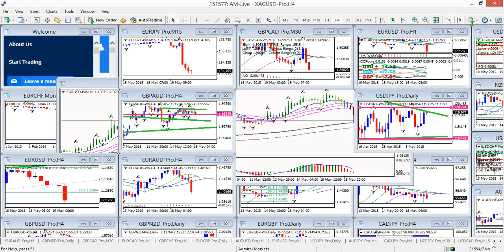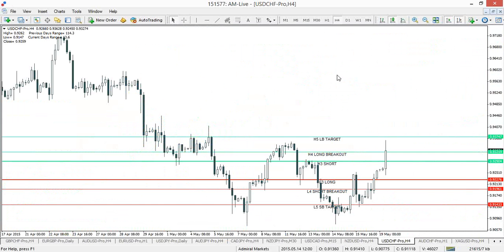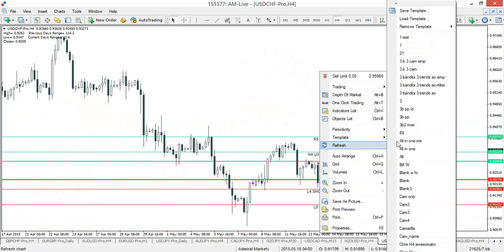And then the last but not least, Dollar Swissy. Also, just like the euro dollar, breaking kind of to the H5 here, so it's a bit the same story.